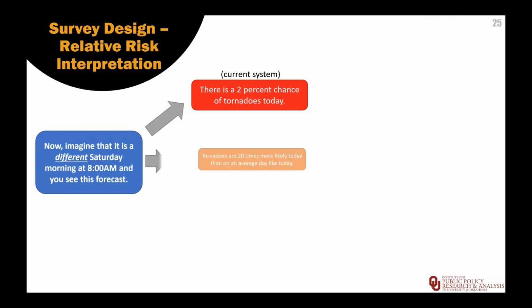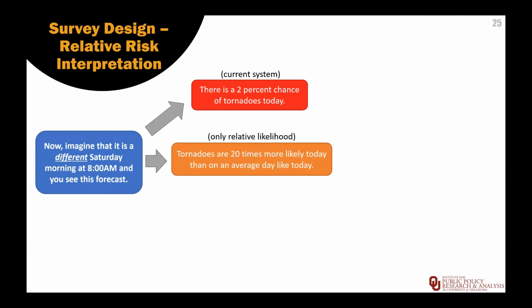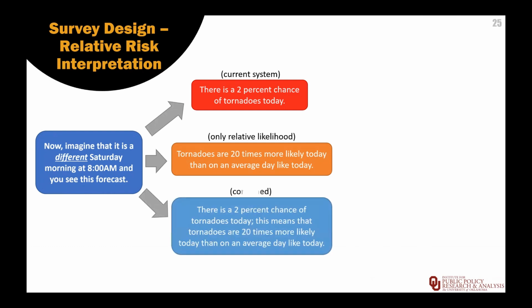That's the current system. The second group sees only the relative risk: tornadoes are 20 times more likely today than on an average day like today. The third group sees both pieces of information combined: a 2% chance of tornadoes is 20 times more likely than normal. Now there's only 3 groups on the screen here. I said there were 6. The reason is because we also gave them a higher risk scenario where participants were only shown 5% chance, 50 times more likely today, or both pieces of information.